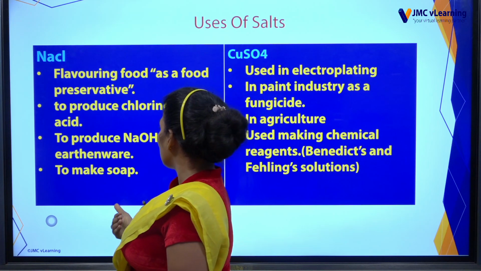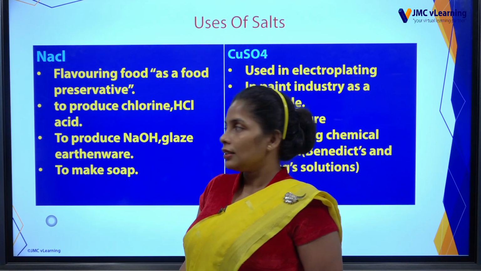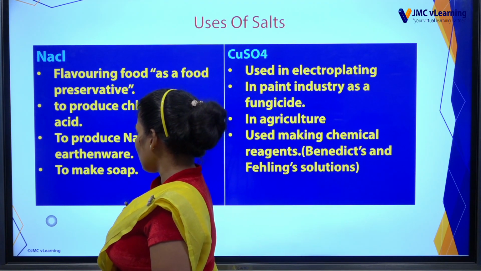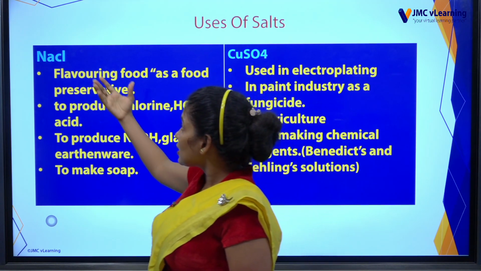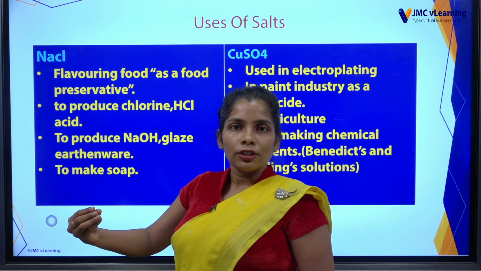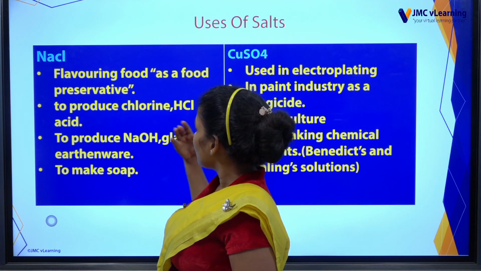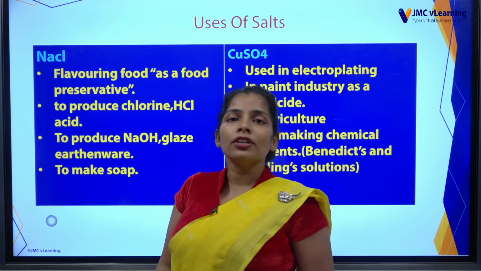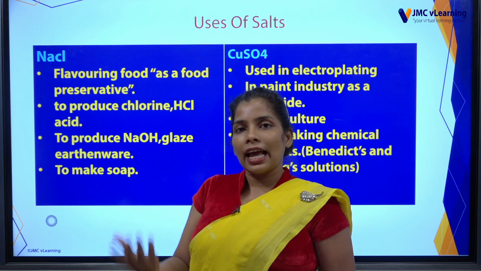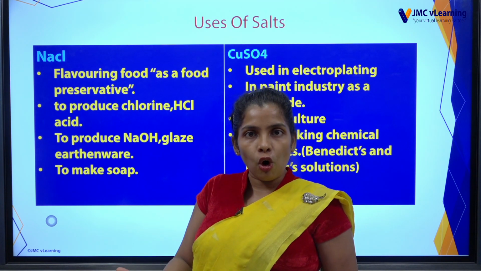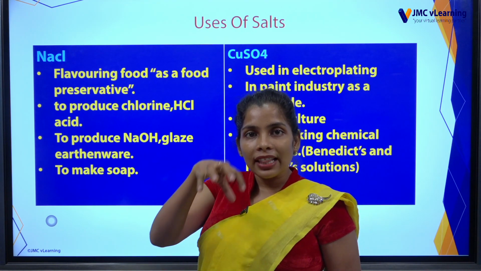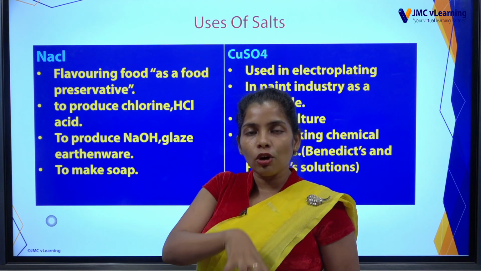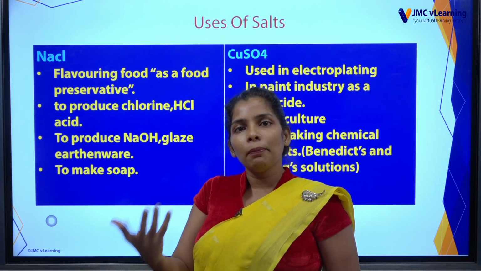Third one, to produce sodium hydroxide, glaze, earthenware. To make soap. When there is sodium, what is the use of sodium? That means to make soap. Just imagine baby soap and Sunlight soap. What are the elements present in those soaps? Sodium and potassium.